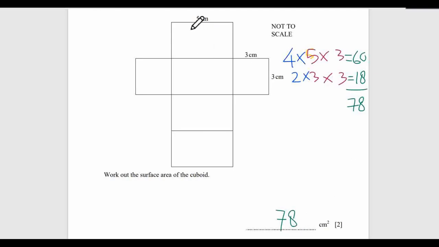So we have the area, this side is 3 by 3. So 3 by 3, 3 by 3, 2. So we times by 2. 3 times 3, 9 times 2, 18.